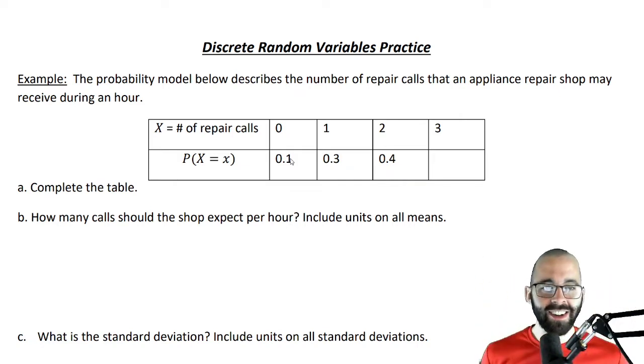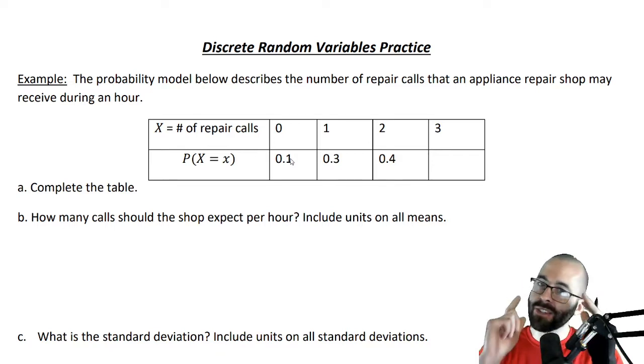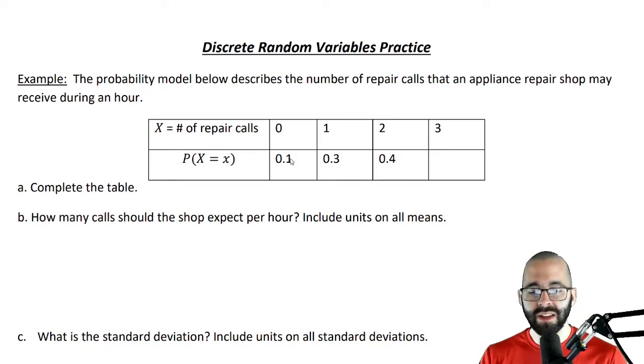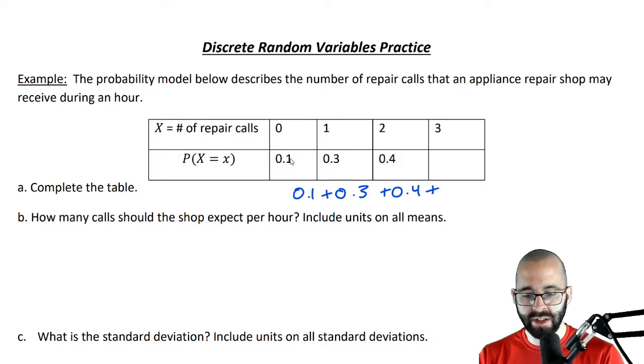Well, don't worry. We know things about probability distributions. Each probability has to be between 0% and 100%, and all the probabilities have to add up to 1. So to complete this table in part A, just figure out what we need so it adds up to 1. So 0.1 plus 0.3 plus 0.4 plus whatever this is.